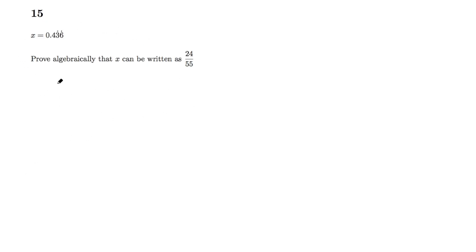So we start off by saying, as they've said, x equals 0.436 recurring. What we want to do is multiply this by tens until we have the recurring part of the decimal equal. So if I multiply this by 10, I get 4.36 recurring.